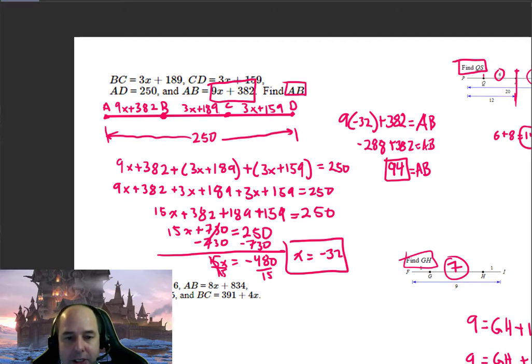And if I were to actually solve for BC and CD, I would get two other numbers. But when I add those two other numbers to the 94, it should equal a total of 250. Because once again, the whole is the sum of its parts.